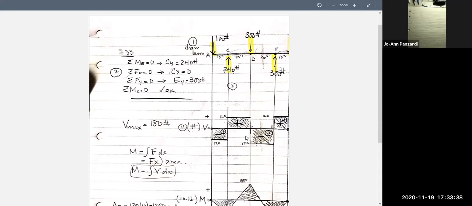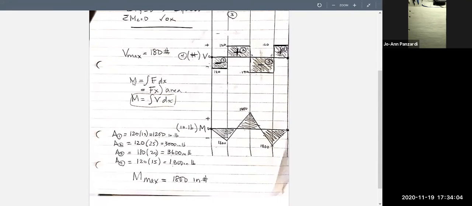Looking at the shear diagram, we realize that the maximum absolute shear that this beam is going to experience due to this loading is 180 pounds. Whether it's negative or positive doesn't matter. It's going to experience a 180-pound force. So we have to make sure that we select a beam that could handle that kind of load in shear.